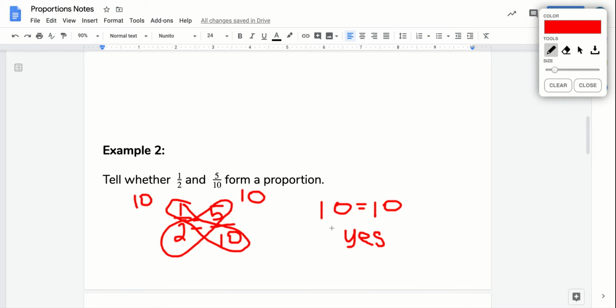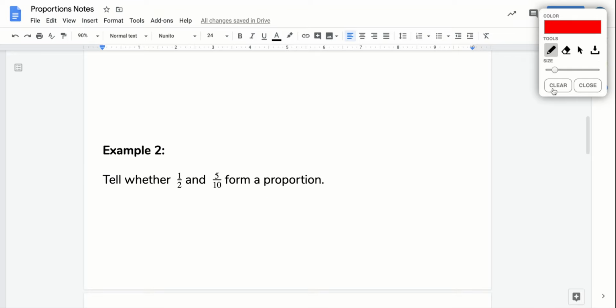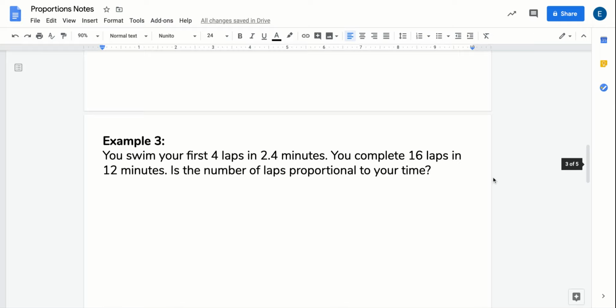So we just cross multiply. We write our two totals when we do our cross product, and if they match, if they're equal to each other, it's yes, and if they're not, it's no. Let's take a look at some word problems.